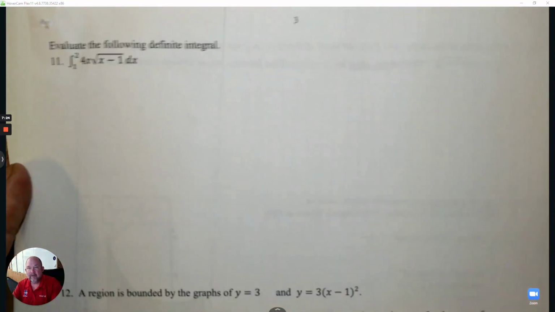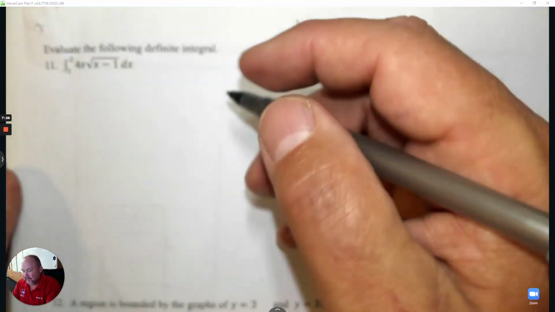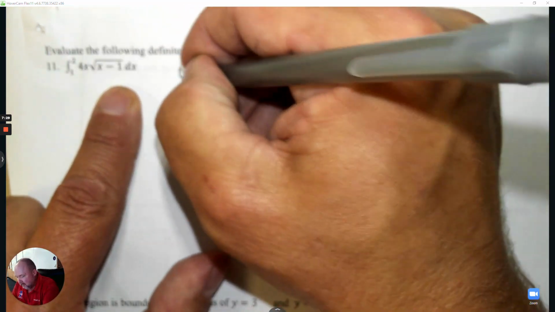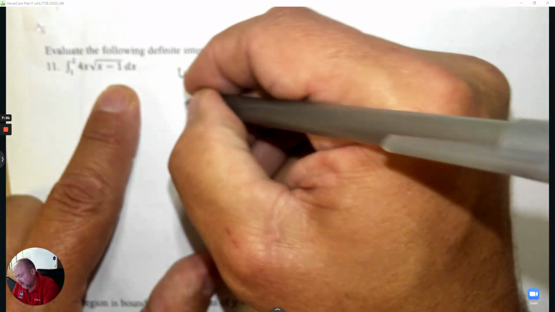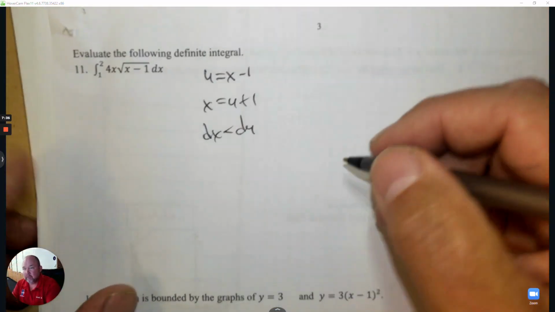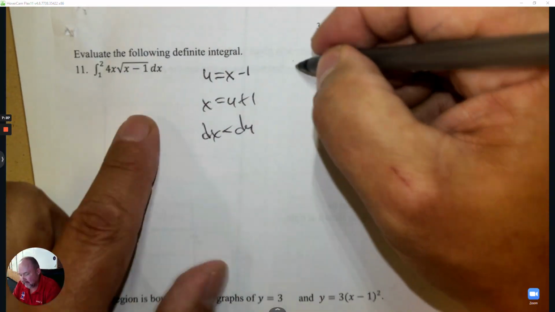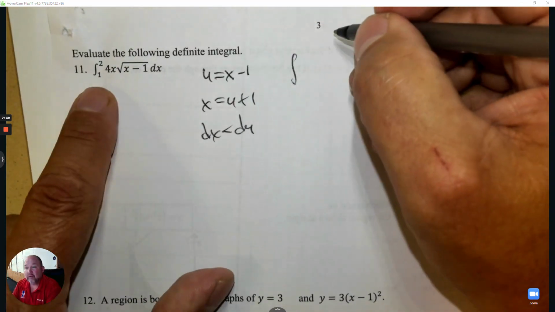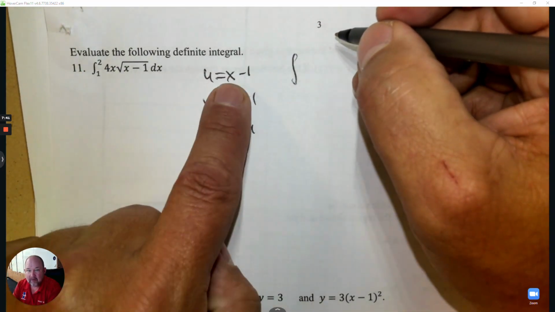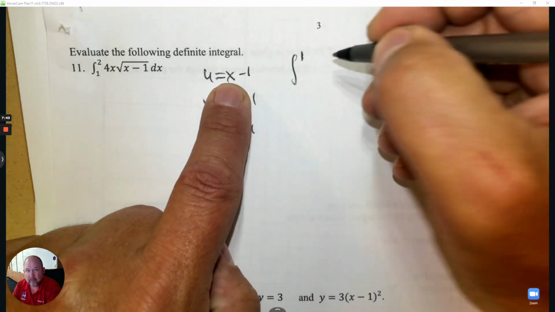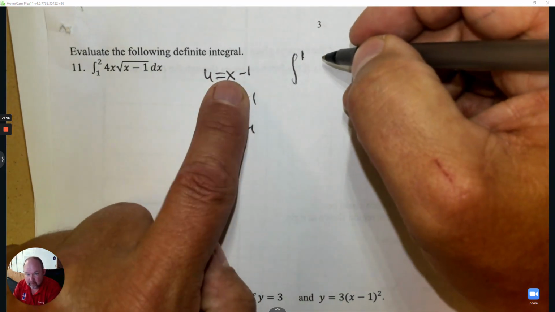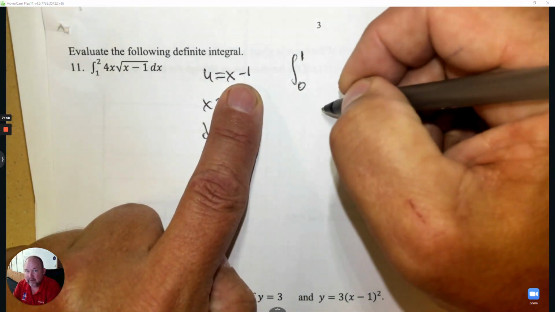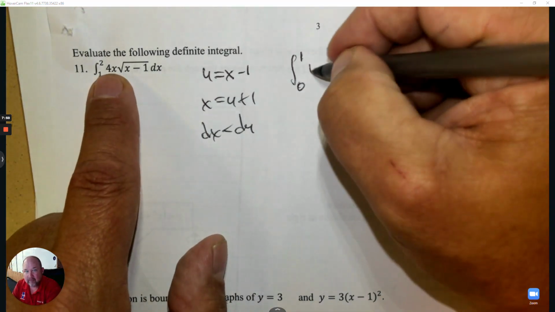Next page. Again, the hope is that you did these first and are learning. This is a u substitution. So u is equal to x minus 1. X, you add 1, and then the derivative of x is equal to the derivative of u. Come back here. In fact, we're going to change the bounds. So I'm going to plug 2 into here. So 2 take away 1. There's the new bound. I'm going to plug 1 into here. So 1 take away 1. That's the new bound.